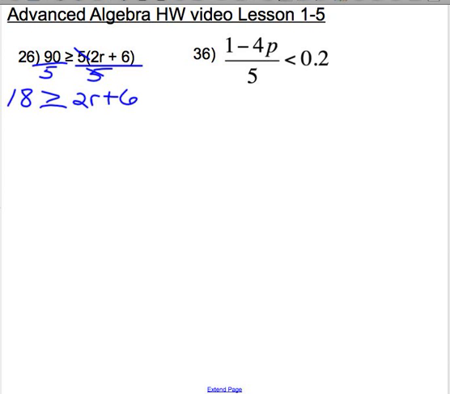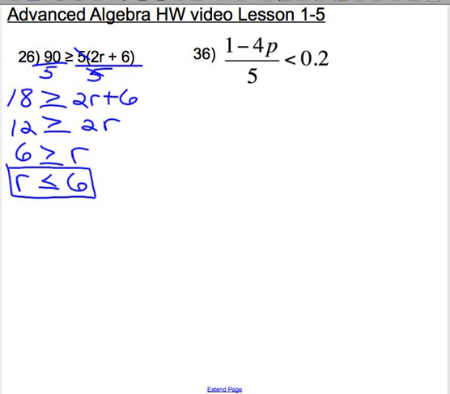I'll solve like if there was an equation there. I'll take away 6 from both sides. I now have 12 is greater than or equal to 2r. I'll divide both sides by 2. And I get 6 is greater than or equal to r. Now, if I don't like the number on the left and variable on the right, I'll flip it around and say r is less than or equal to 6. Now there's my solution.